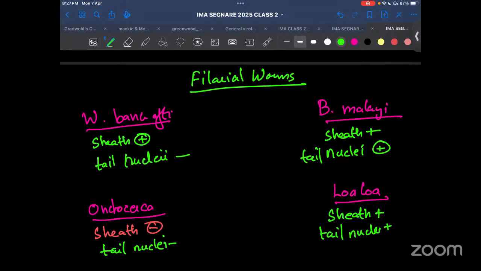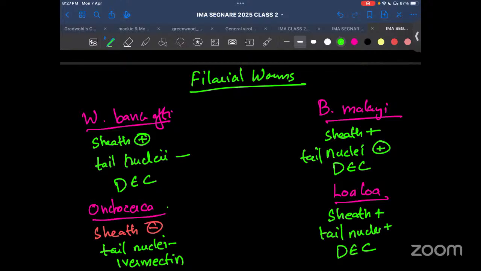Okay, now coming to the treatment. For Wuchereria bancrofti, we give DEC. Brugia malayi, we give DEC. Loa loa, we give DEC. But in Onchocerca DEC is contraindicated, we give ivermectin. It is contraindicated because it can cause a severe allergic reaction. So ivermectin is given for Onchocerca.